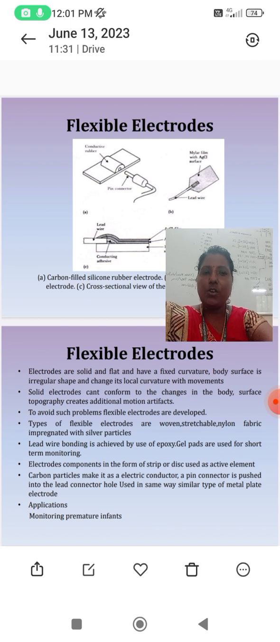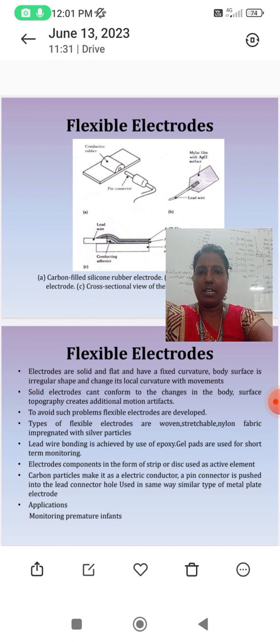So in this video we have studied about electrodes and the need of these electrodes, the electrode-electrolyte interface, and types of electrodes, particularly types of surface electrodes. I hope you all understood, and thank you.